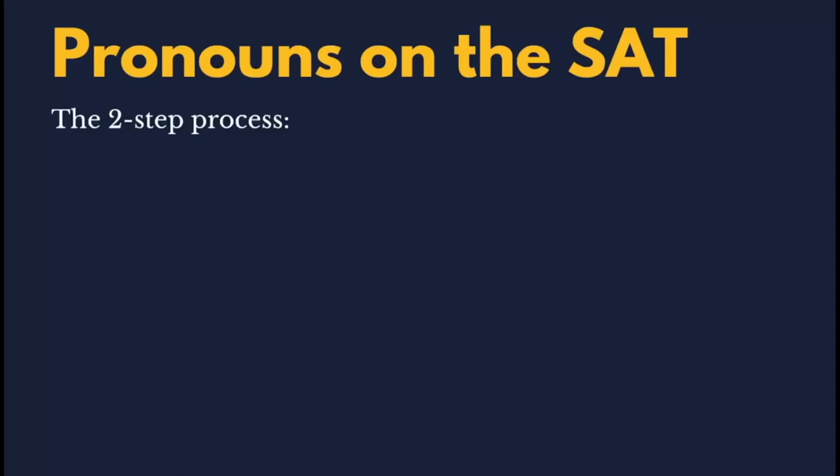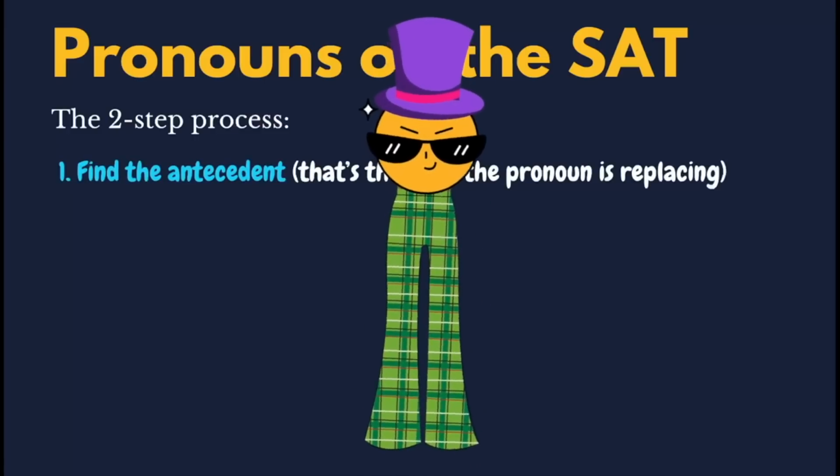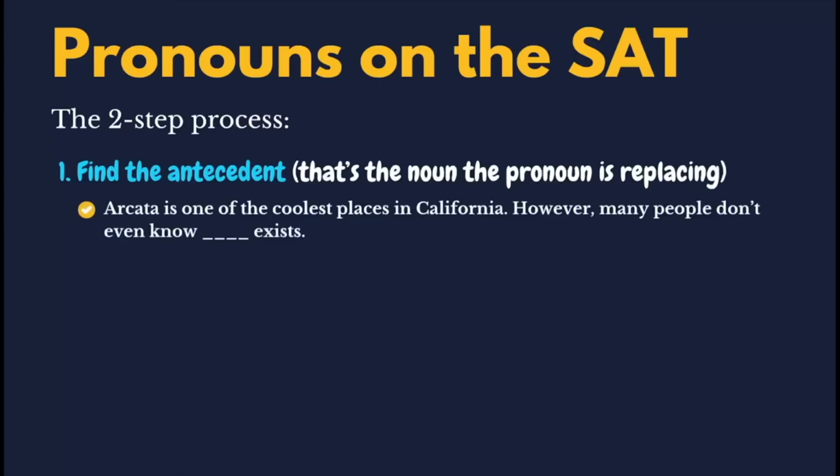The first step when dealing with pronoun questions is to find the noun that the pronoun is replacing, and that's called the antecedent for all my fancy pants students out there. So that's going to be step one. On this question, for example, we've got our blank space. Many people don't know blank exists. If I go back to the sentence before, I see that Arcata is my antecedent. So that would be step one.